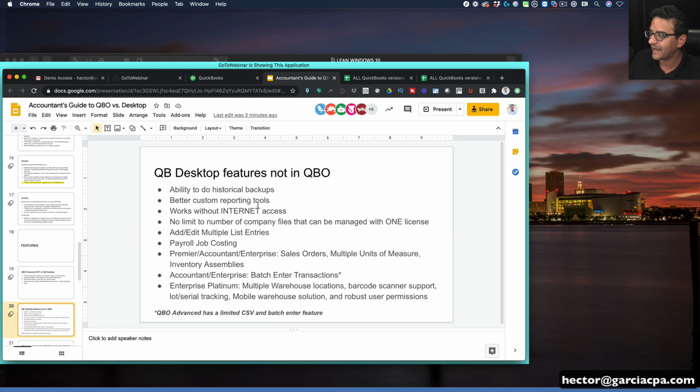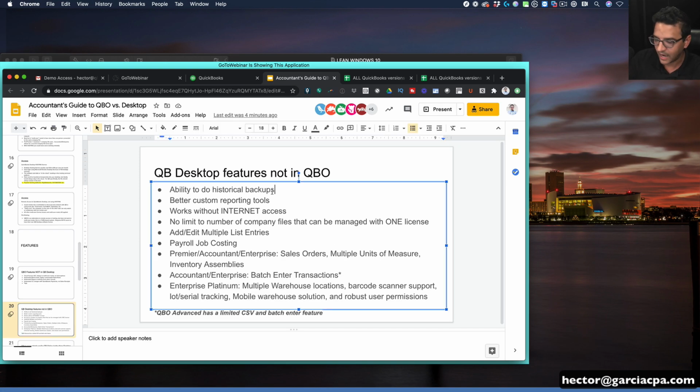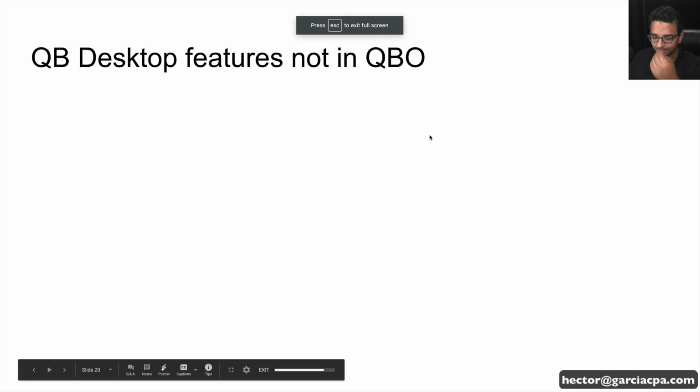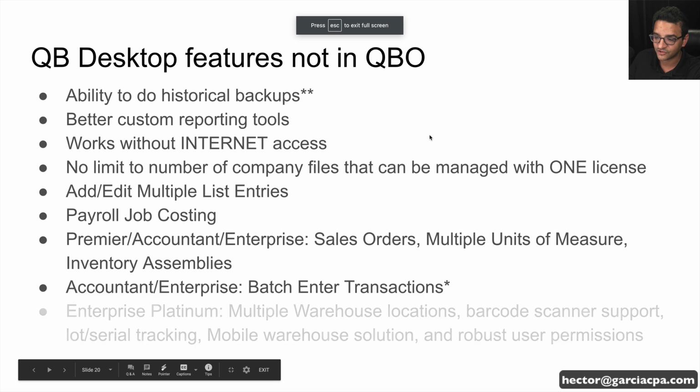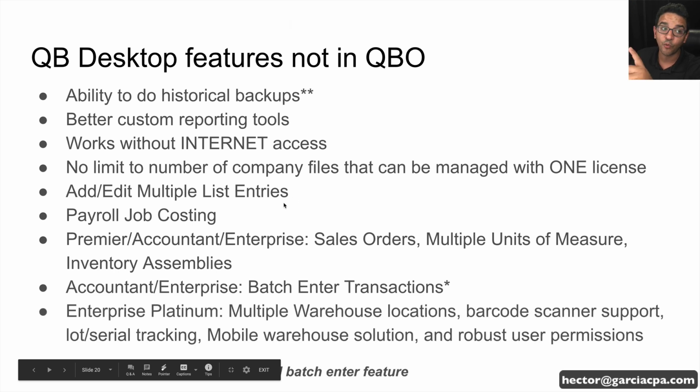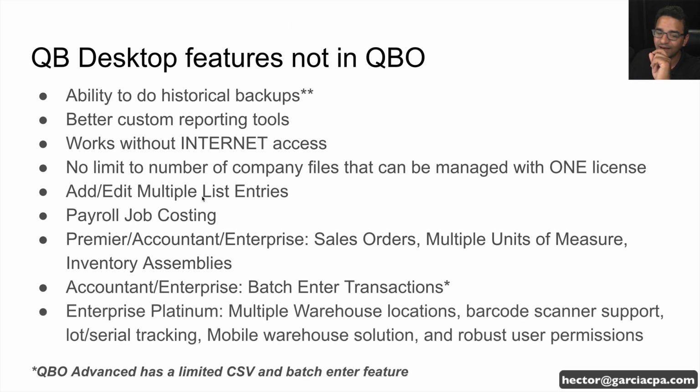One thing I wanted to add, I'm going to add a double pound here on ability to do historical backups, because if you pay for an extra app called Rewind, you can add the ability to do historical backups to QuickBooks Online, right? But you have to pay extra for that, for Rewind.